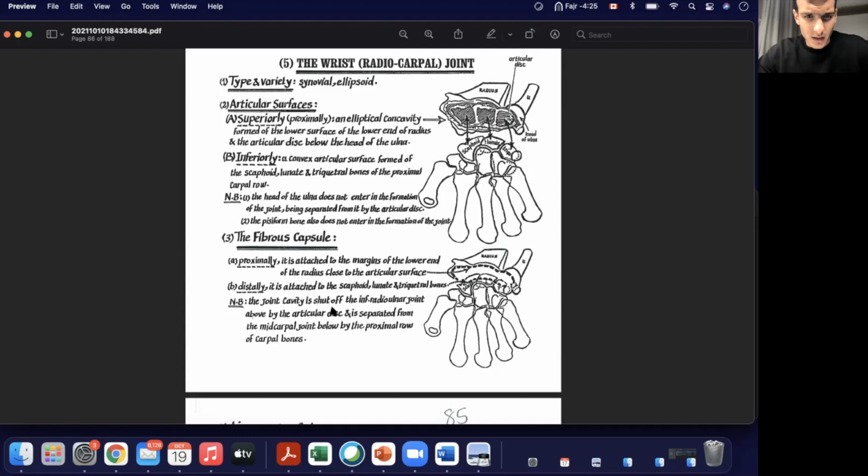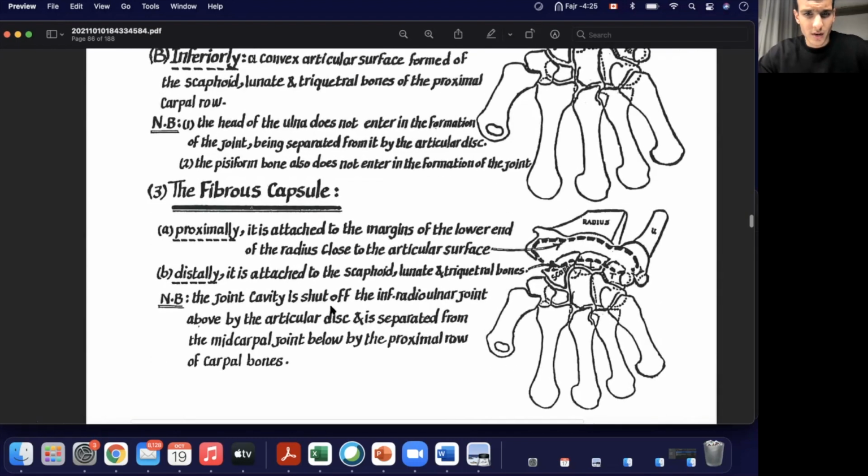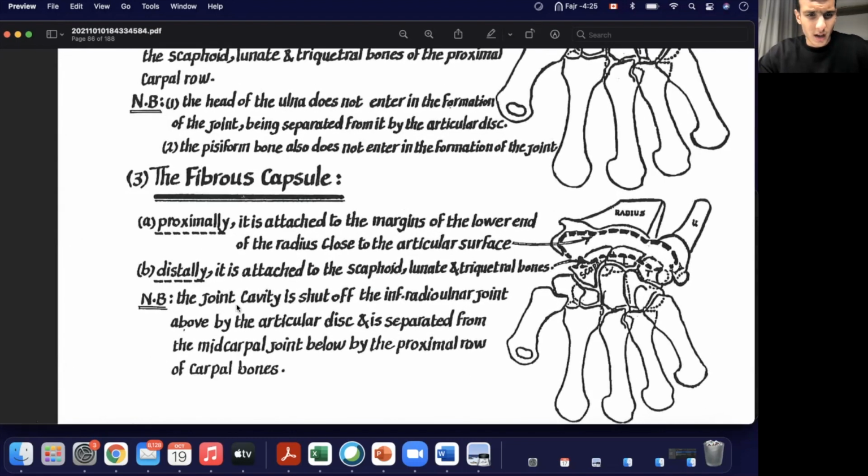Let's zoom in here, better for you guys. The joint cavity is shut off from the inferior radio-ulnar joint above by the articular disc and is separated from the mid-carpal joint below by the proximal row of the carpal bones.